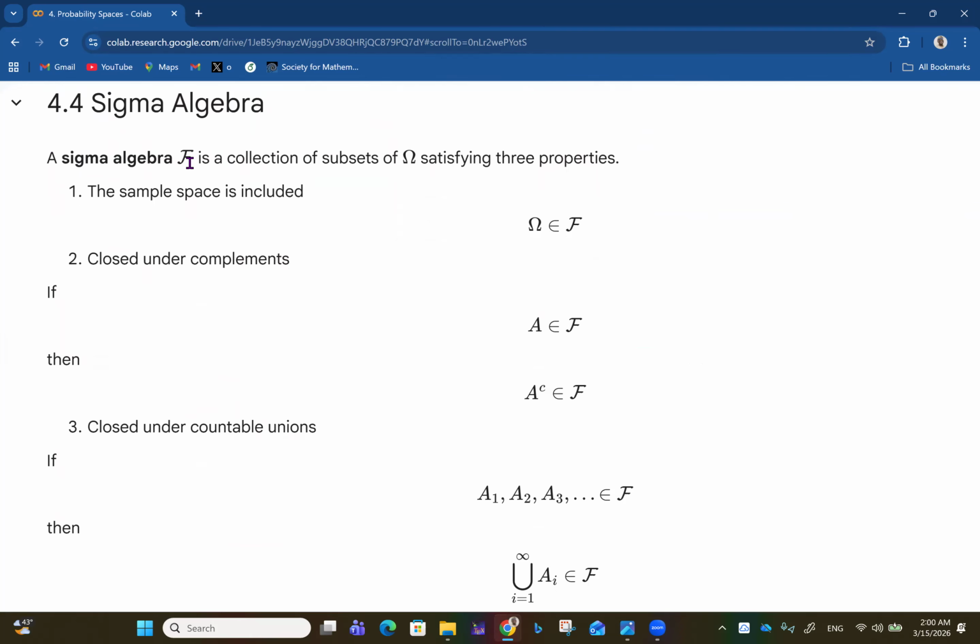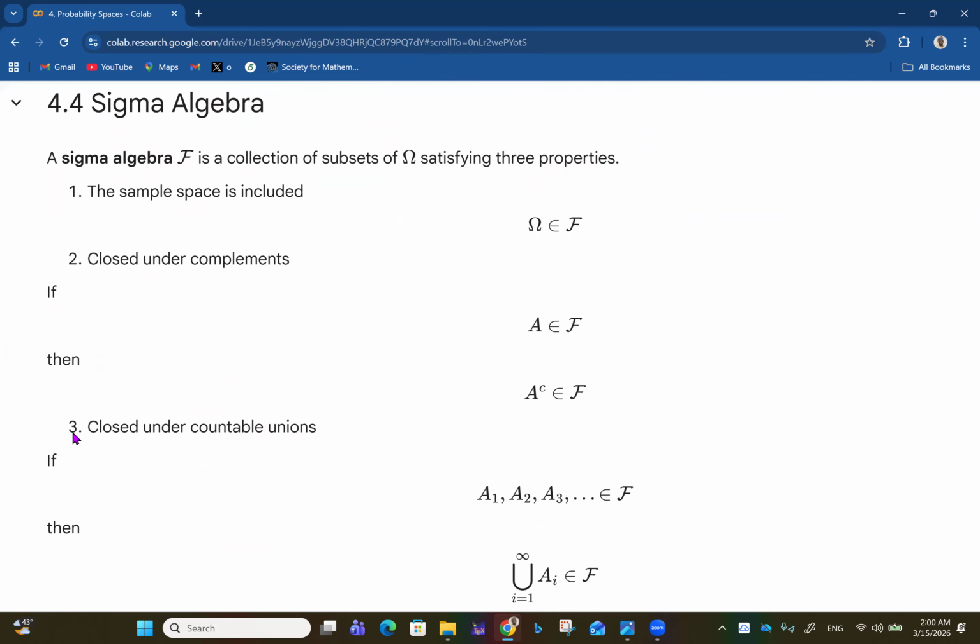A sigma algebra F is a collection of subsets of omega. That is, a sigma algebra F is a collection of subsets of the sample space satisfying three properties. First of all, the sample space is included. That is, the whole sample space is included. One. Then it is also closed under complement. So if A belongs to the sigma algebra F, then the complement of A also belongs there automatically.